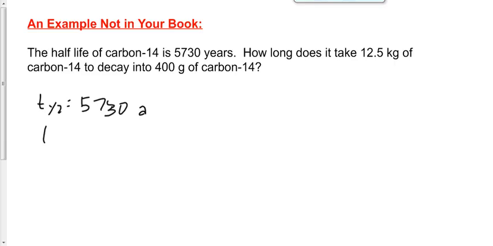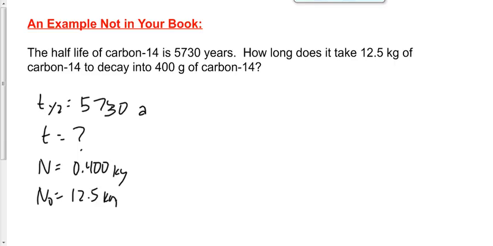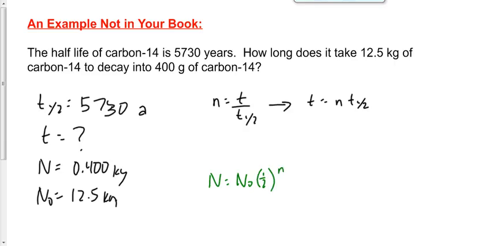We're looking for T here. We've got N is 400, we'll say 0.4 kilograms. And we'll say N0, the amount that we start with here, is 12.5 kilograms. We want to find T. The only equation that has T in it is the one that's not on our data sheet. Let's rearrange that, N times T1/2. The only problem is I don't know what N is. All right, that's no big deal. We'll go to my other equation here now. N is equal to N sub 0, 1/2 to the little n. Got N0, just solving for a little n, right?